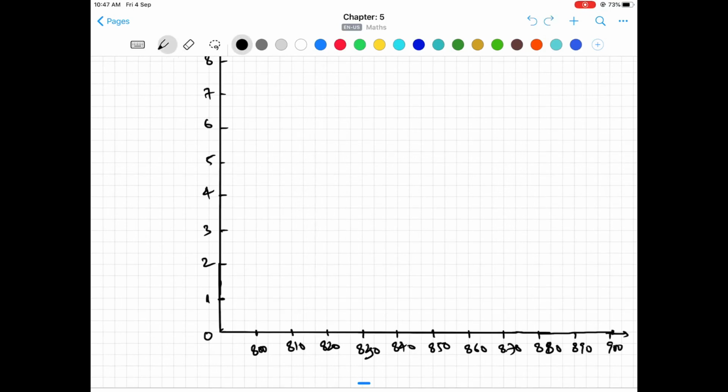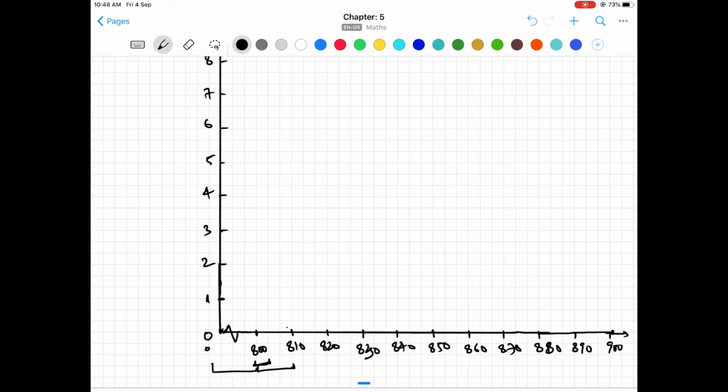One important thing that you have to notice here is that the data starts from the number 800, and here we have 0. So you can see the gap between 800 and 810 is these 3 boxes, and between 0 to 800 is also 3 boxes, and you can see that this is not equal spacing. So since our first data starts from 800 and here we have 0, what we're going to do is make a zigzag line at the beginning like this.